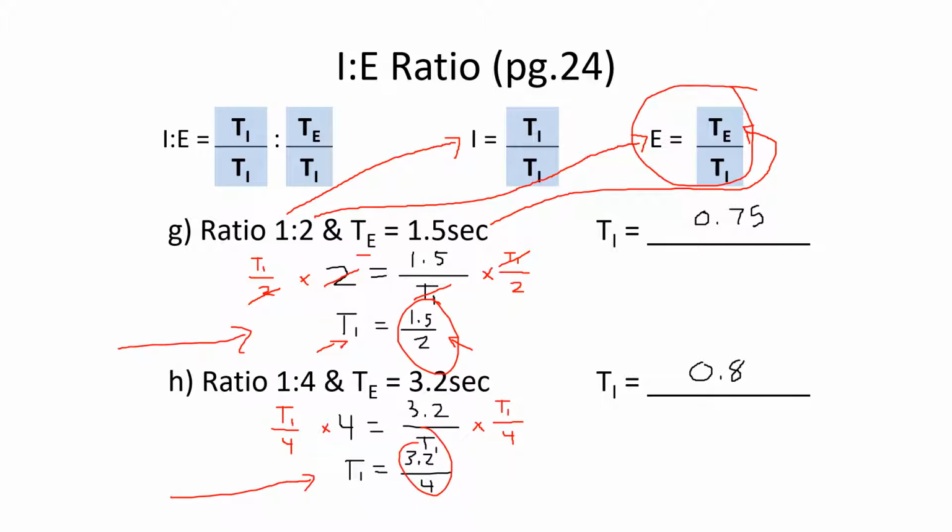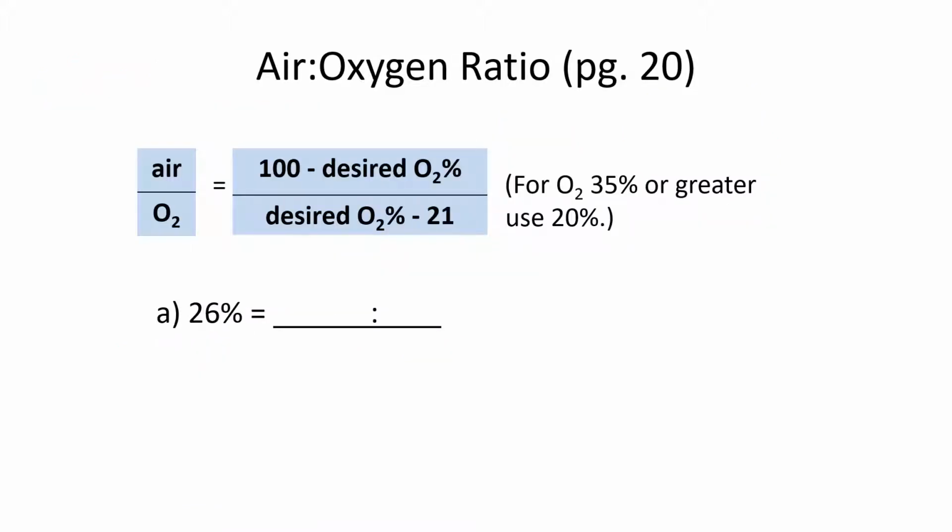But if you're not sure when to multiply or when to divide, set it up. Same with this. If you don't know when to multiply, when to divide, set it up. And then one question will say, what is the ratio? And the other one will say, how many seconds? So just be careful. Know what you're solving for. All right, desired oxygen. So 35 or greater, we got to use 20.